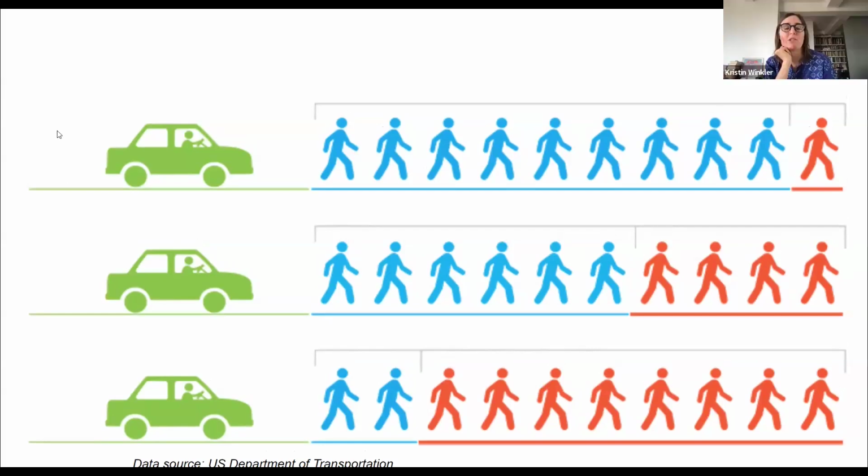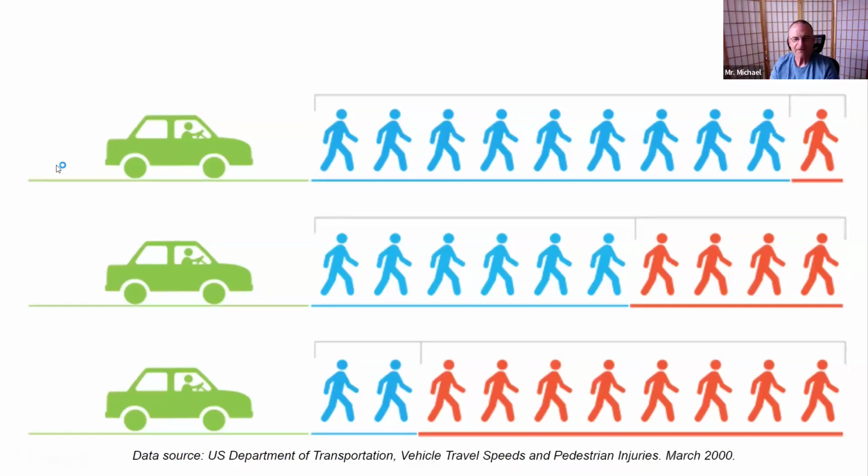US Department of Transportation, comma, there's a comma, so there's more to that label. What does it say? Vehicle travel speeds and pedestrian injuries. Oh, you were on the right track, Michael.